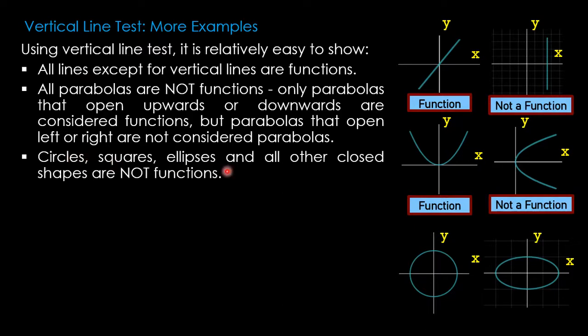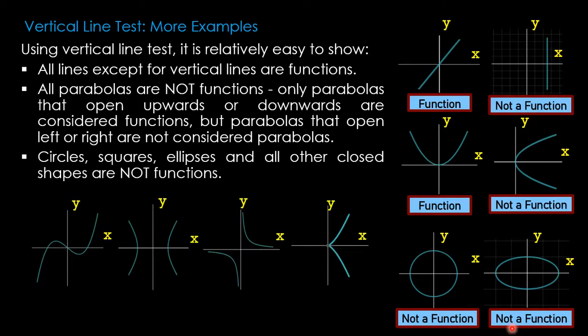Circles, squares, ellipses and all other closed shapes are not functions. So this is a circle and this is an ellipse. These are not functions, because if we draw vertical lines, we will see the vertical lines will cut or cross the graph more than once. That's why both of these graphs are not denoting any functions.